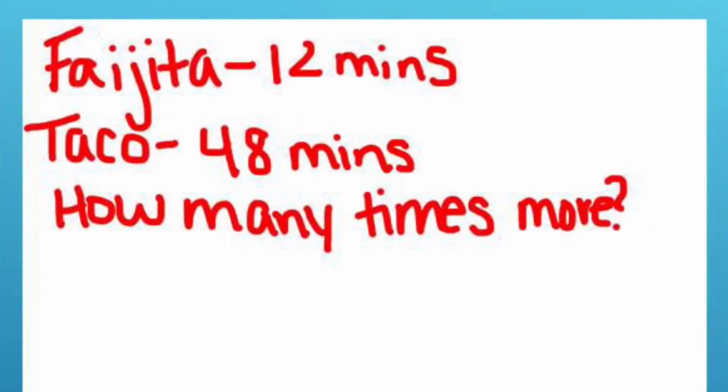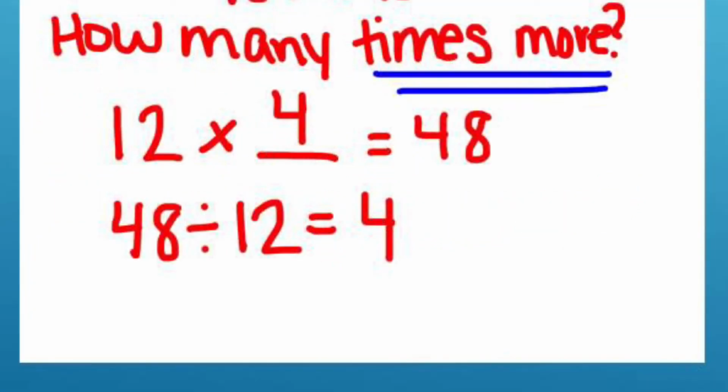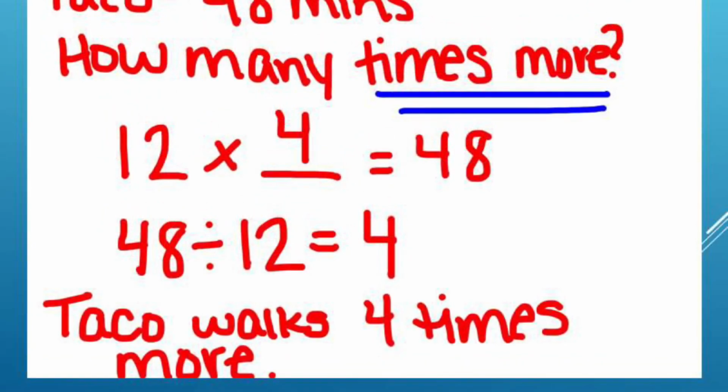So once again, I've written the key parts to start this problem. I know that Fajita walks for 12 minutes and Taco walks for 48 minutes, and I need to know how many times more. Since it says how many times more, I know that I'm going to have to figure out the missing part. So I can start with 12 times something is 48, or I can do 48 divided by 12. 48 divided by 12 is 4, so that means that Taco walks 4 times more than Fajita.